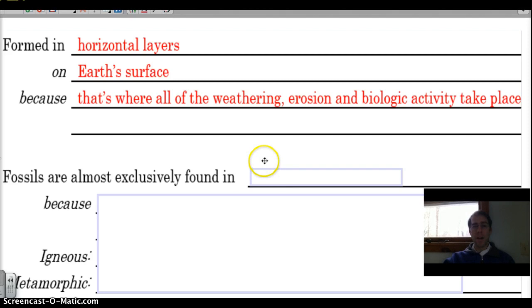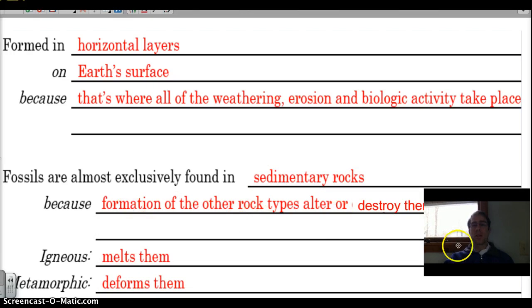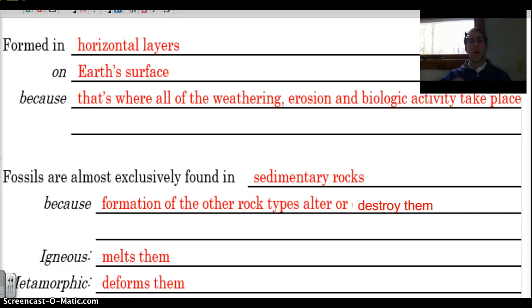Mostly, if you find a fossil in a rock, you can almost guarantee that it's a sedimentary rock, because the other types of processes destroy the remains of those organisms. So igneous rocks melt them. Metamorphic rocks deform them or press them, because metamorphic rocks are formed from pressure, pushing the rocks together to change them. So all of the rocks that have fossils in them that we're going to worry about are exclusively sedimentary rocks. You can't get fossils found in other types of rocks for our purposes.